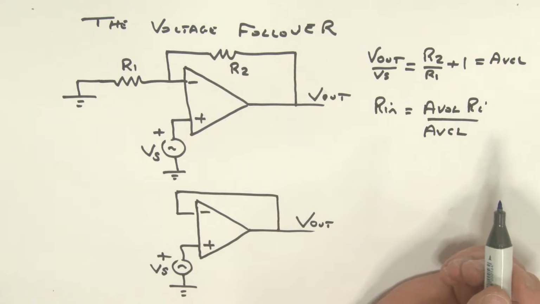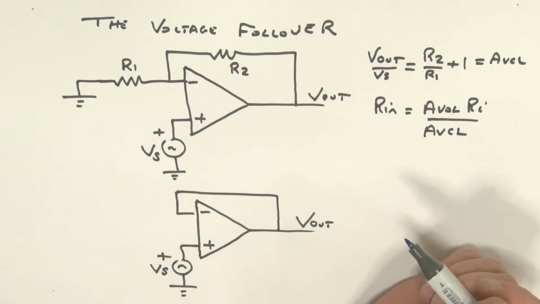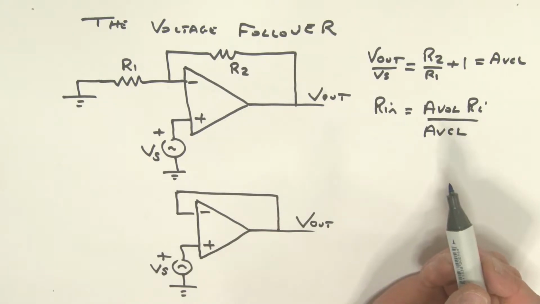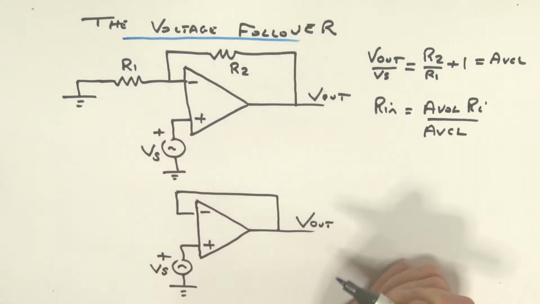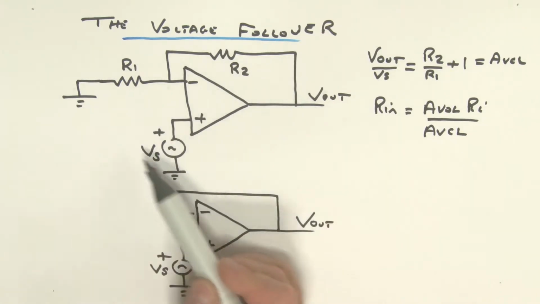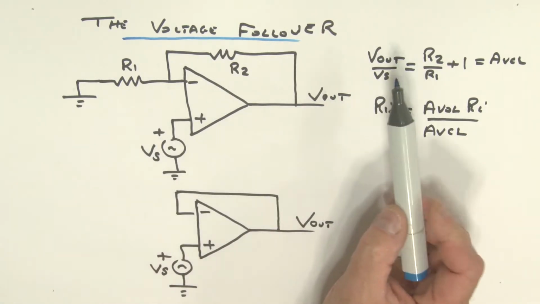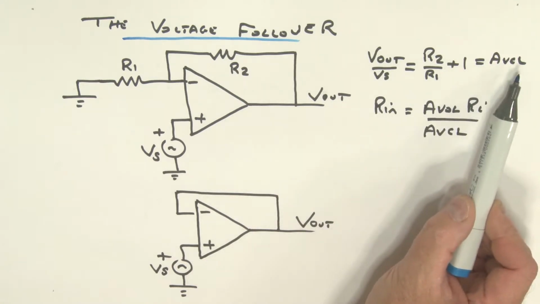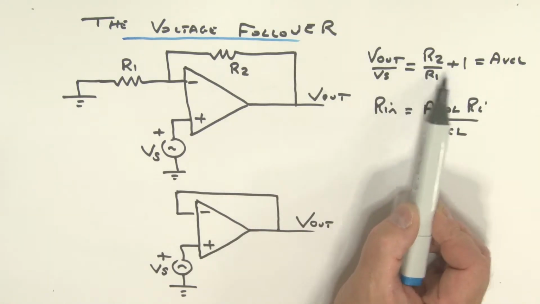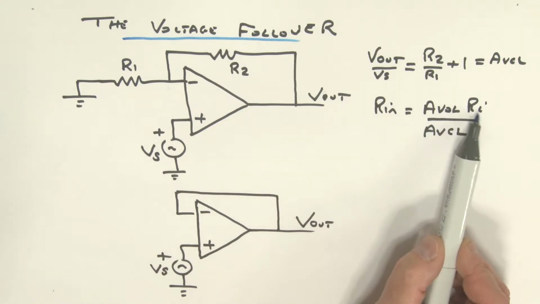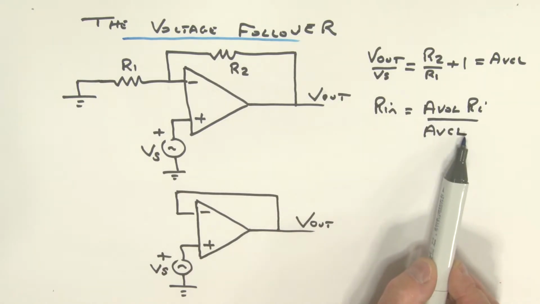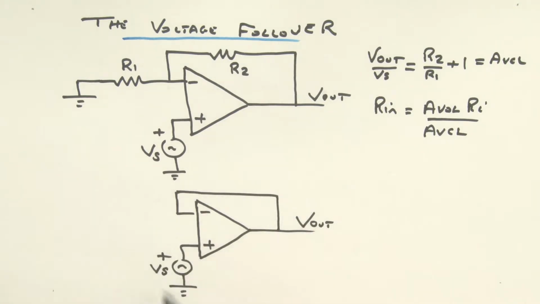All right, what I'd like to talk to you about now is a special case of the non-inverting amplifier, which is called a voltage follower. Here is our non-inverting amplifier, and of course the closed loop gain of this is R2 over R1 plus 1, and the input resistance is AV open loop times Ri divided by AV closed loop.